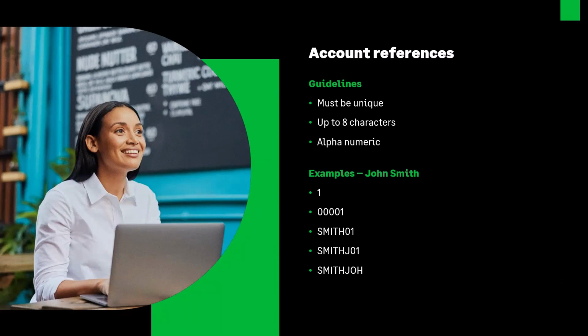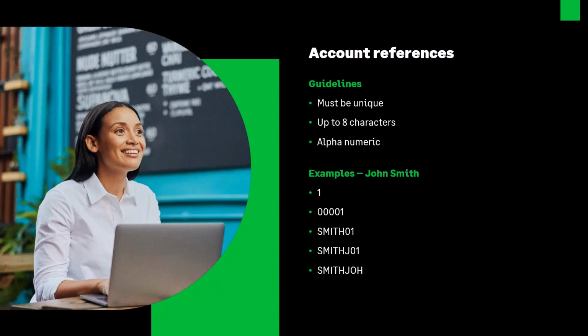Now, if you've got thousands or hundreds of thousands of customers even, pretty unlikely on Sage 50, but if you did, then you want it to be meaningful to you, so you can find them quite easy. So using, as an example, John Smith is the customer. If you were just to use 1 or 00001, it doesn't really mean a lot to you. So not as easy to find as maybe if you use Smith and some numbers on the end, or Smith then maybe the first initial.